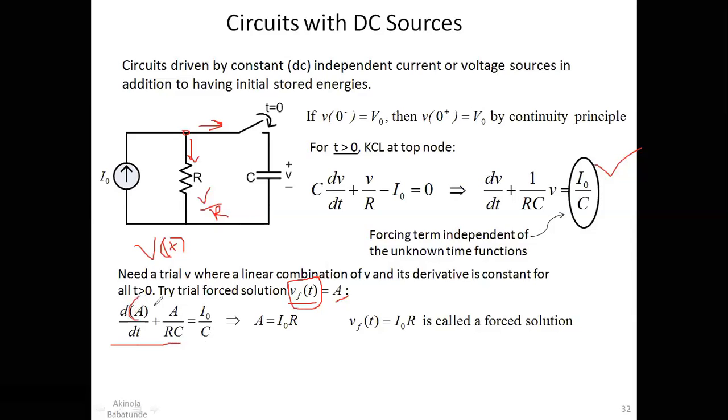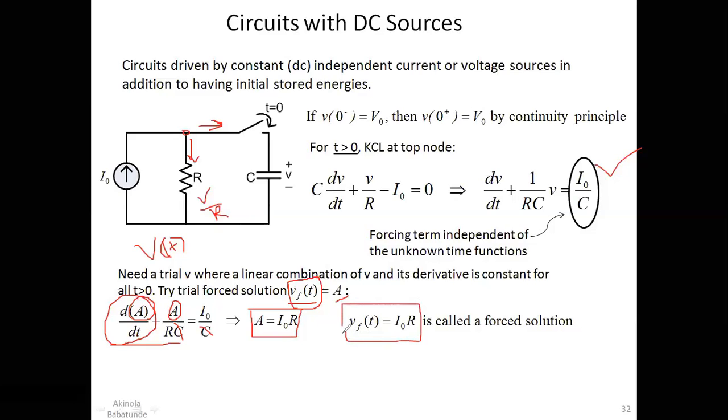A is a constant, like I mentioned earlier. So if you differentiate a constant, dA/dt is going to be 0. So that is why this is going to disappear once you differentiate. So you're going to be left with A over RC equal to I naught over C. If you make A the subject of the formula, because we're looking for A, this C will cancel this C. And what you're going to have left is A equal to I naught multiplied by R. I naught R is going to be our A. Okay, so that simply means our V of t can be said to be equal to I naught R.